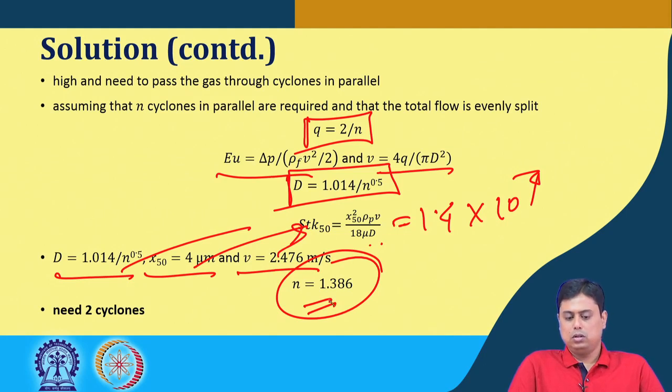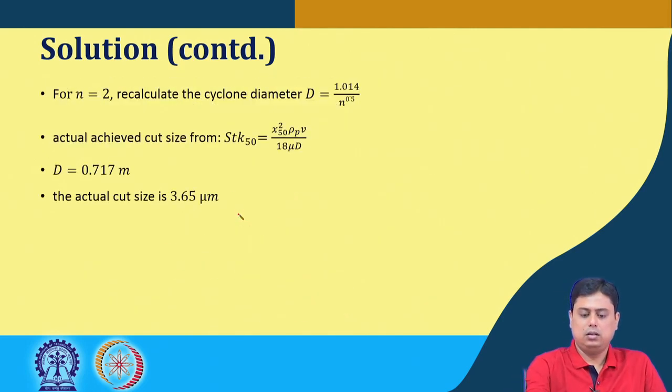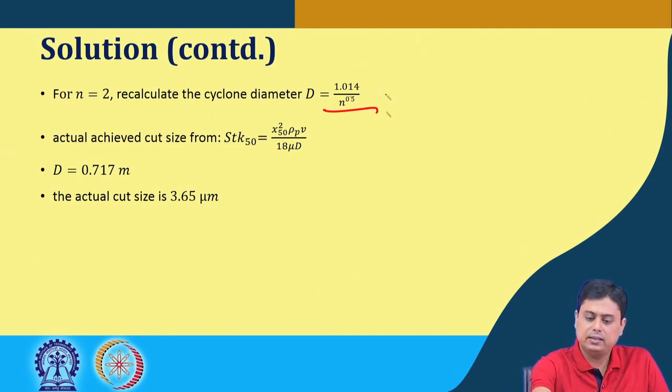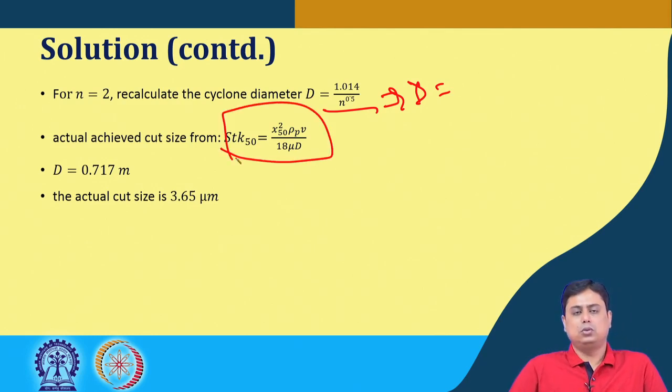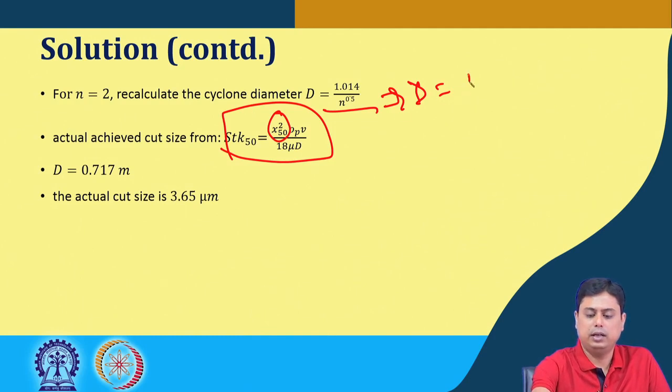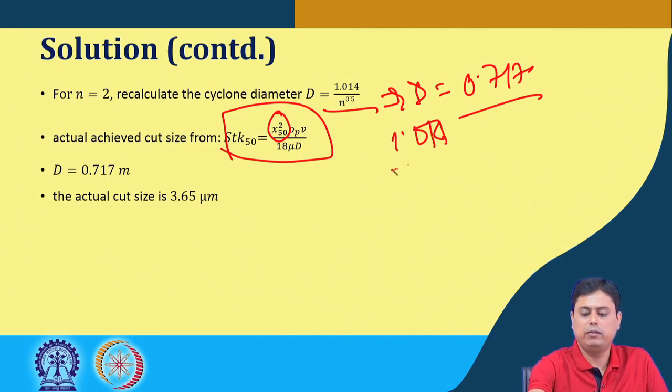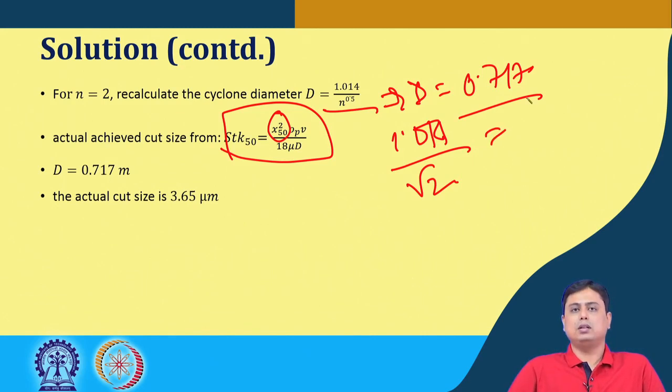If we use 2, that means the d will be a different value, that is 1.014 divided by 1.414, which is the square root of 2. Once we find this new value of d, we again use it in this Stokes number expression, and we can find what our x50 is. Here this d is 0.717, that is 1.014 divided by root 2 equals 0.717.